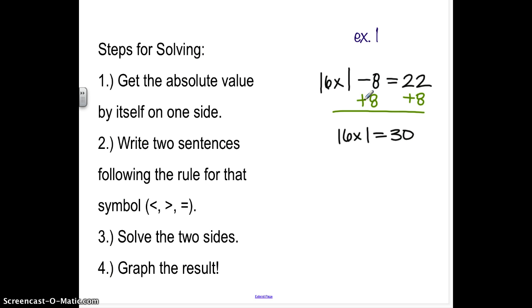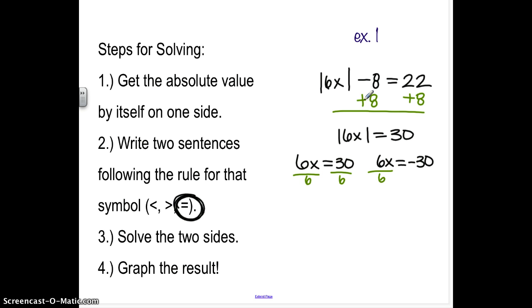And right here, we're looking at the rule for equal to. When it's equal to, 6x can either equal positive 30 or 6x can equal negative 30. It's either this 6x has a distance away of 30. It's either 30 to the right or 30 to the left. And then we just keep solving. Solve the two sides. So I'm going to solve the first side.